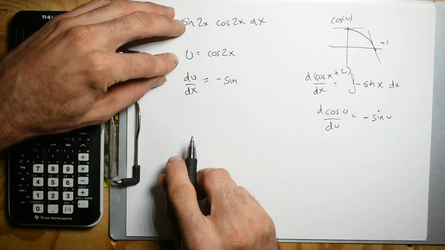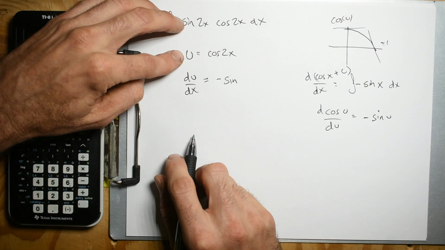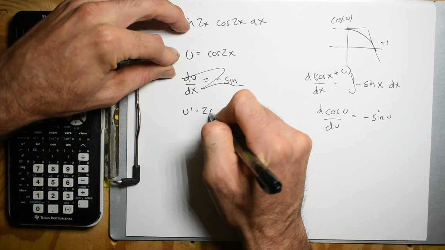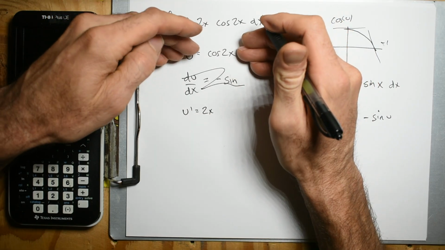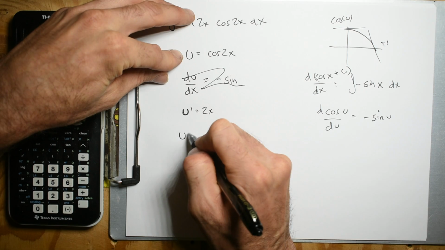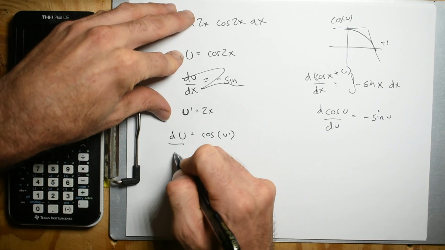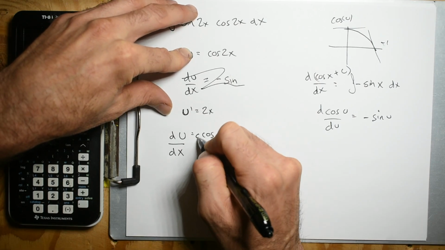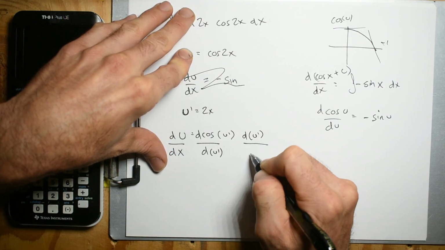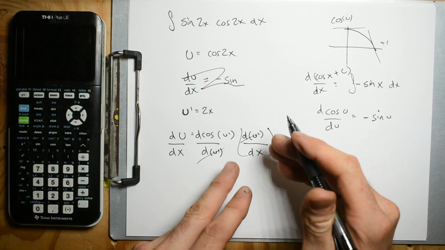Our u is... oh, my bad. Yeah, and you have to do this twice. So we're going to go u prime is 2x. I can't take the derivative of this directly because it's cosine 2x. So now I have u is cosine u prime. And the derivative of this with respect to x is the derivative of this with respect to u prime times the derivative of u prime with respect to x. See how these cancel? And so this still is a multiplication.